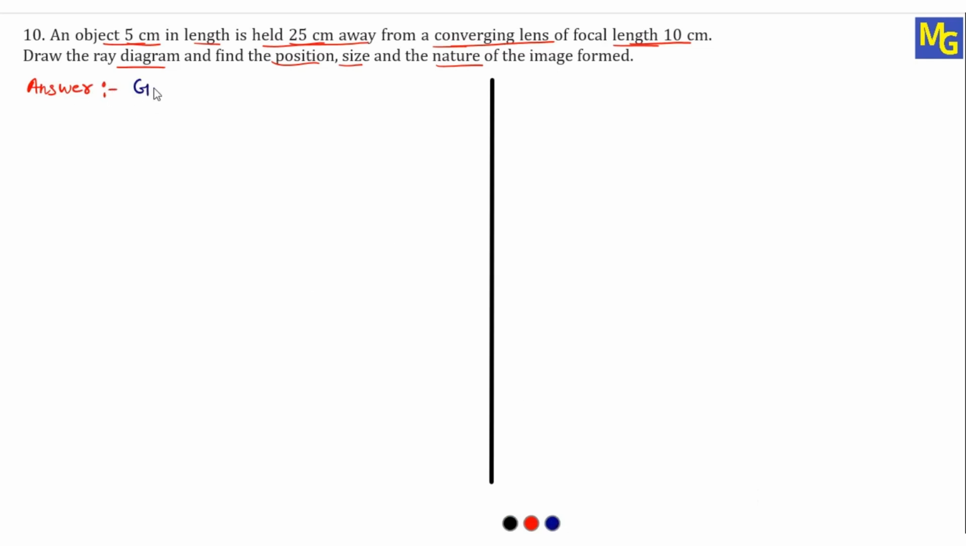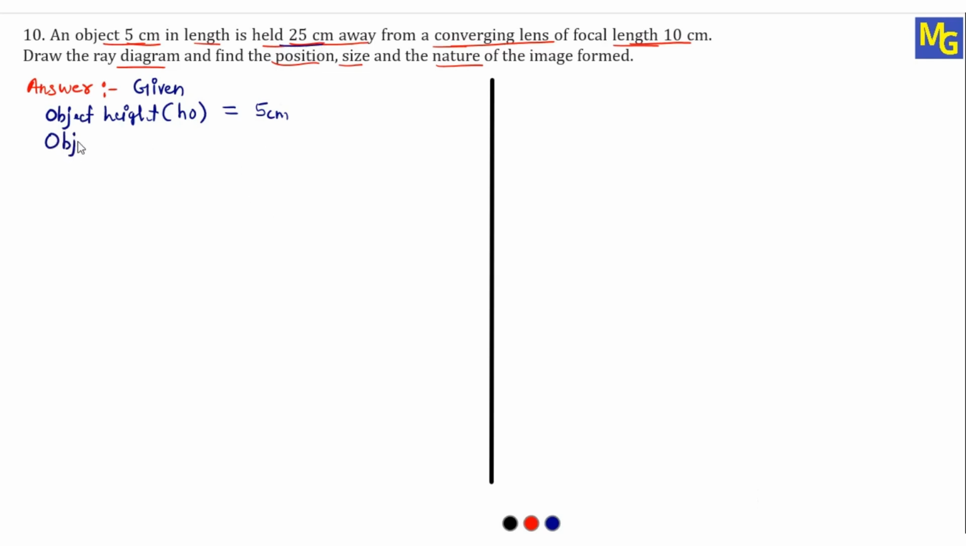I'll write here answer, and then first we have to write what all given values we have. So I'll write here given. So we have values, first one, that is object height. So I write here object height, which is denoted by HO. So I'll write here HO, and how much we have? 5 centimeters. Then if you see the question, we have object distance 25 centimeters.